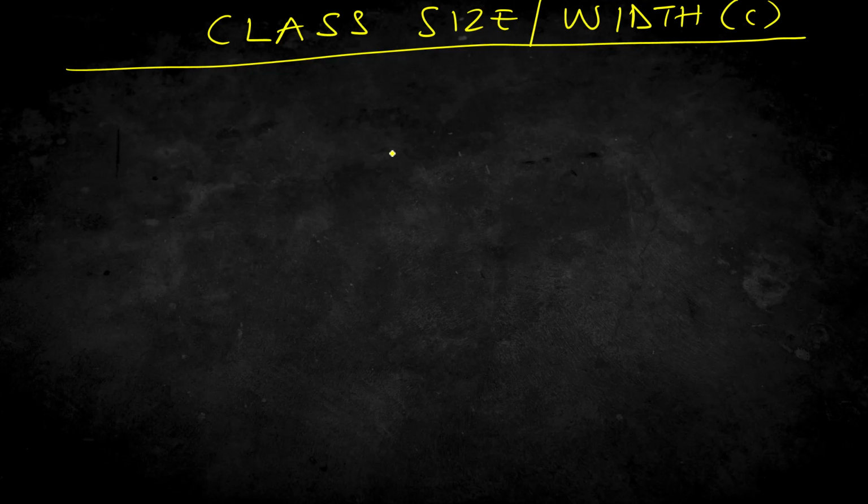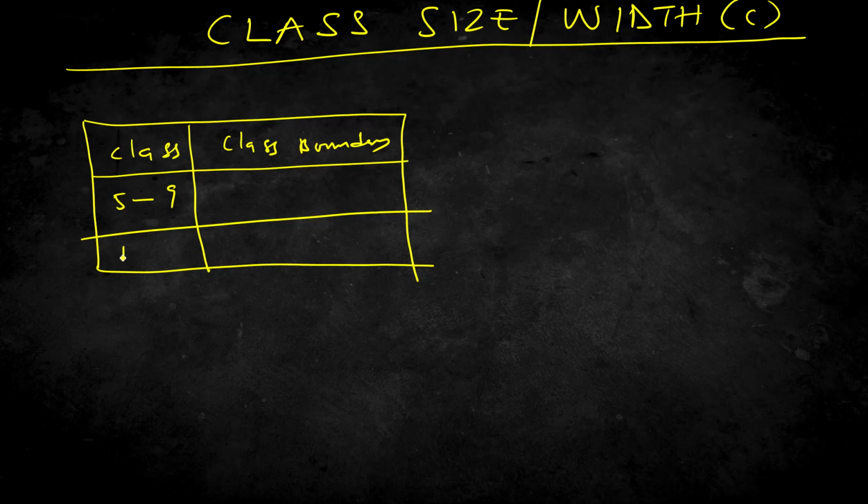Now let's talk about class size or class width, denoted by small c. The class size is the difference between the lower class boundary and the upper class boundary of a class interval. All right, now let's see how we can find the class size or class width.